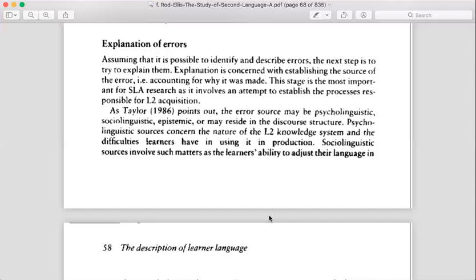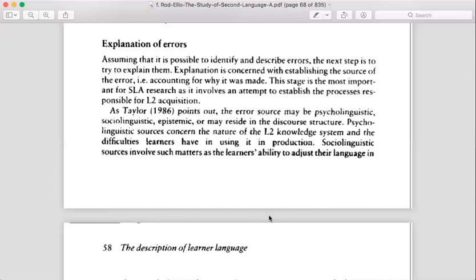Whereas sociolinguistic sources are difficult to determine because that refers to failure in adjusting language according to the social context. That means appropriateness. When the learner knows the structures and he is correct in using the target language, but fails to adjust language in the social context. Okay, that is, he's unable to use the language appropriately despite using the language correctly. Then the source can be epistemic. That means that there is lack of world knowledge on the part of the learner.